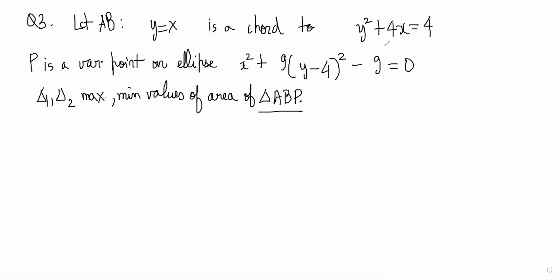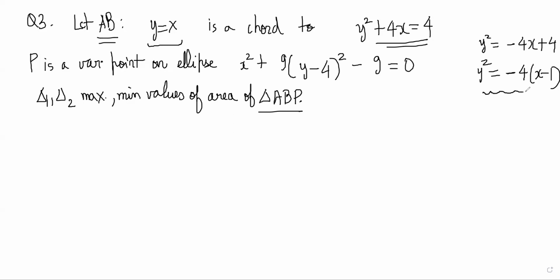So y is equal to x is a chord of this, and AB is the chord. So this is minus 4x plus 4. y square is minus 4 times x minus 1. This is my parabola. If you put y is equal to x, you'll get the points A and B. So you'll get x square plus 4x minus 4 is 0.